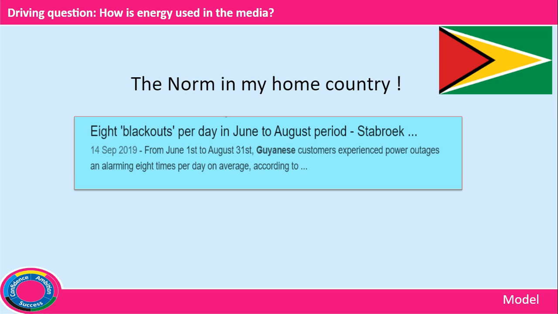What happened in Guyana? 8 blackouts per day in the June to August period, according to Stabroek News. Okay? The 14th of September 2019, from June 1st to August 31st, Guyanese customers experienced power outages an alarming 8 times per day on average. Blackouts were happening 8 times per day on average. Could you imagine if it's nice and sunny, you have a blackout, it doesn't really matter what happens when the sun is all gone. You are in darkness.